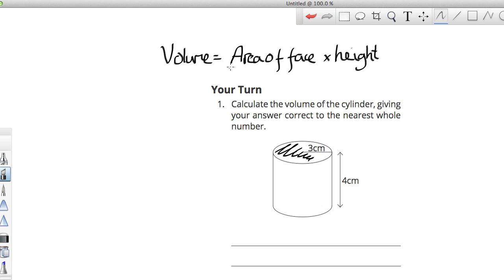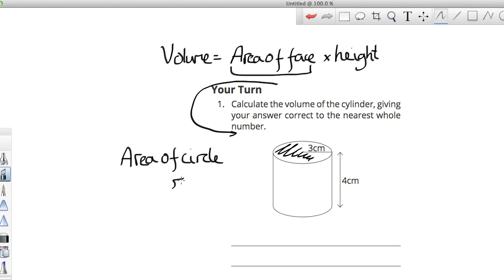Now the area of the face, hopefully you'll see it's a circle, so it's actually the area of a circle. And hopefully you remember that it's pi r squared. So that's the area of the circle. You work out that area and then you times it by the height. So the actual volume, you could write it as this formula, pi r squared h. Now you'd need a calculator for this. So pi r squared, this area, times the height.